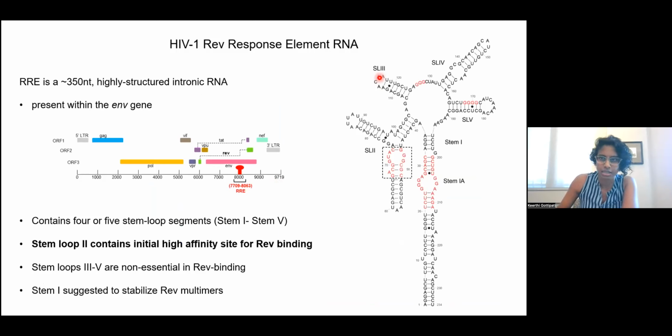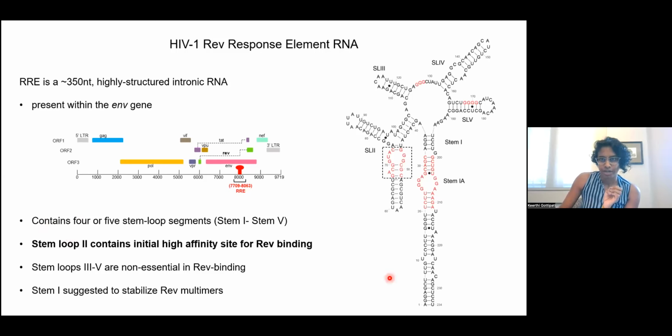So what is RRE? RRE is a 350 nucleotide intronic sequence, which is highly structured. Depending on which sequence we look at, it can be 4 or 5 stem loops, and even within the same sequence, it can exist as a 4 or 5 stem loop structure. The coding sequence region of RRE is present within the Env, the envelope protein coding sequence. As I said before, it's intronic. And in the fully spliced RNA, RRE does not exist.